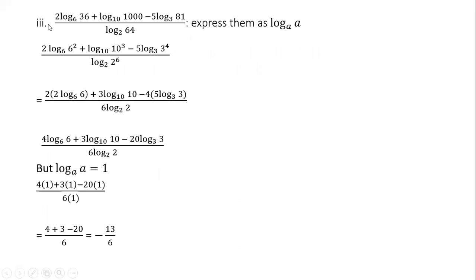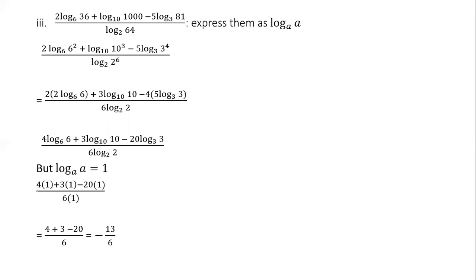So let's see another example. We are having 2 log base 6 of 36 plus log base 10 of 1000 minus 5 log base 3 of 81, all over log base 2 of 64. Here again, the bases are not the same. So when the bases are not the same, we have to look out for the power law, or look out for a case where you can express that number in exponent form in order to get log base A of A. If so, then you move ahead.